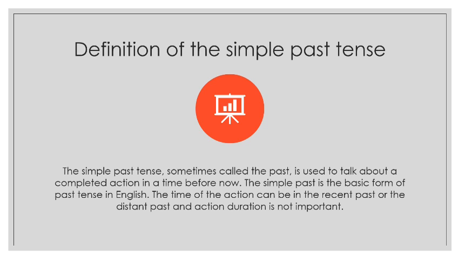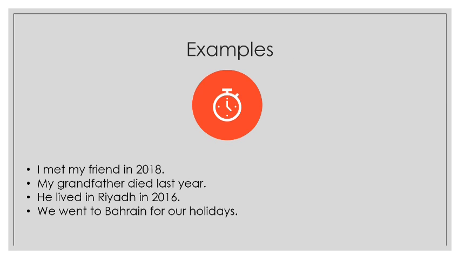The simple past tense, sometimes called the past, is used to talk about a completed action in a time before now. The simple past is the basic form of past tense in English. The time of the action can be in the recent past or the distant past, and action duration is not important.